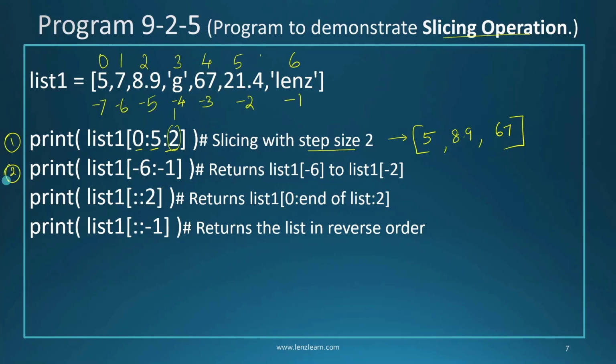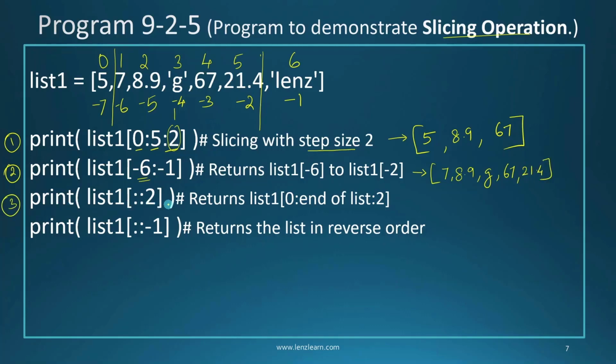Now we will go to the second print statement. Now here we are going to work with negative indexes. So in that case I have just written the negative indexes for this list, starting from the right side, -1, -2, -3 up till -7. So this value 5 is available at index -7. Here the slicing operation has to start at -6. So it will start here, -6, and it has to go up till -1. So it will not go up till -1, but one value before that. So it will slice here. So actually the values that we are going to see are between -6 and -2. So this will produce a list with values 7, 8.9, G, 67, 21.4.